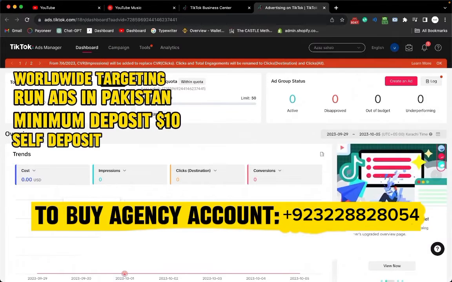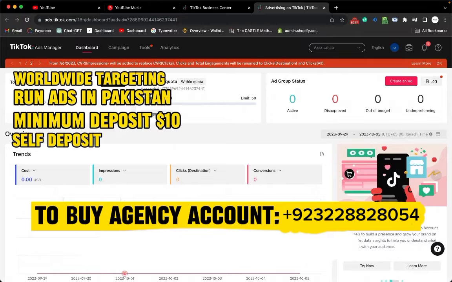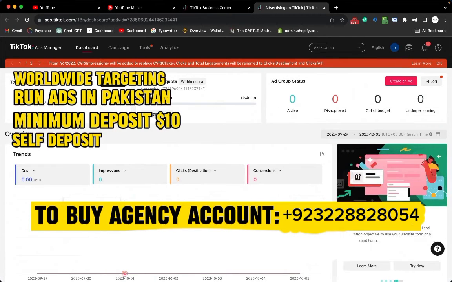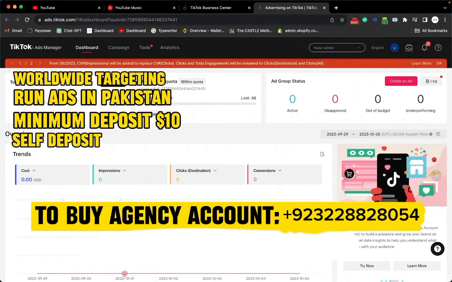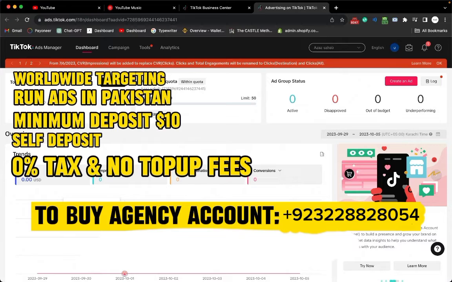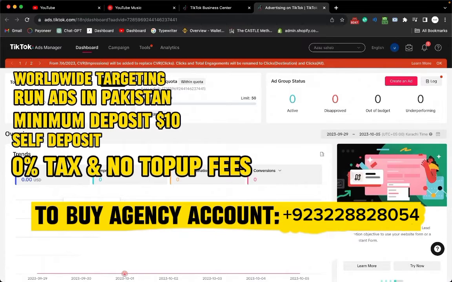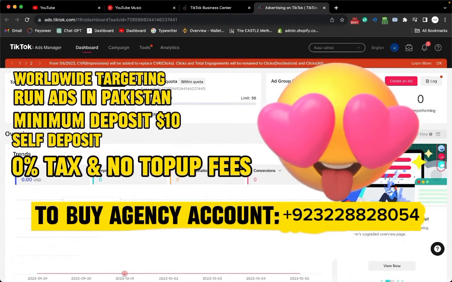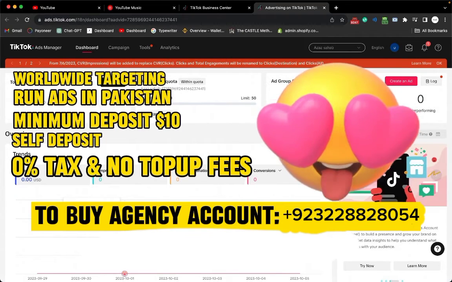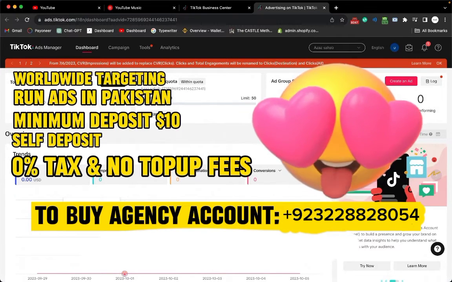The third thing about our agency is that it has 0% tax. We do not take any tax charges from you, and we take a one-time payment from you. After that, we do not take any payment from you. The minimum deposit is $10, and with 0% tax, you can also add payment from your card. You do not wait any time to get the account. Whenever you say, we will provide you the account at the same time. We will tell you the whole process when you buy the account from us.